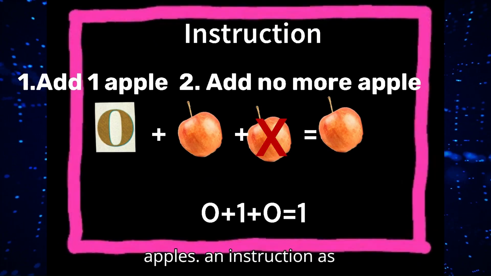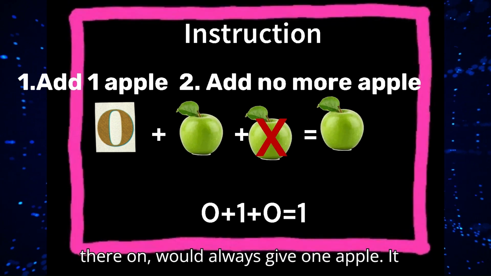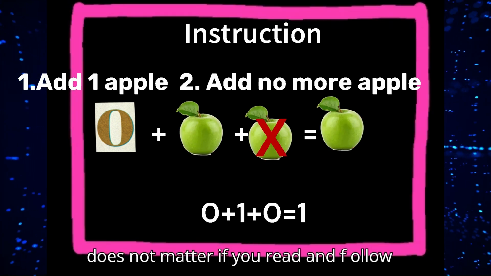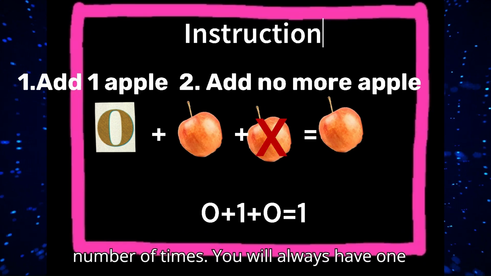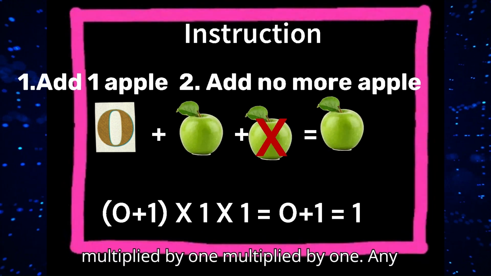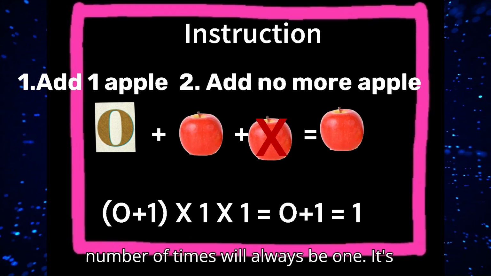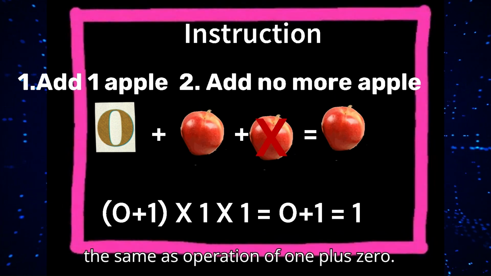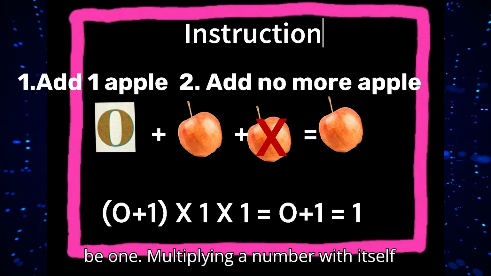However, an instruction such as add 1 apple and add no more apples from there on would always give 1 apple. It does not matter if you read and follow the instruction any number of times. You will always have 1 apple. Hence, 0 plus 1 multiplied by 1 multiplied by 1, any number of times, will always be 1. It's the same as the operation of 1 plus 0, repeated any number of times, will always be 1.